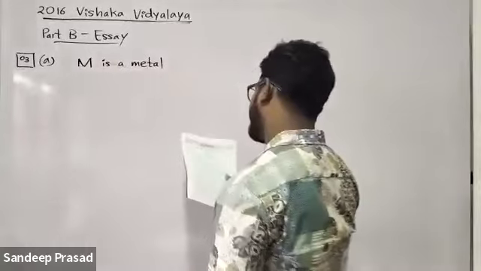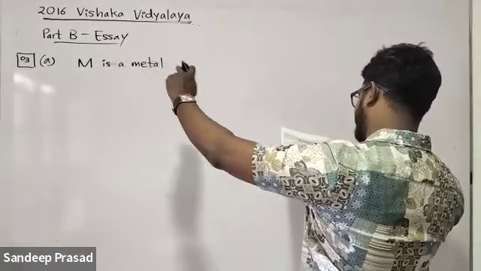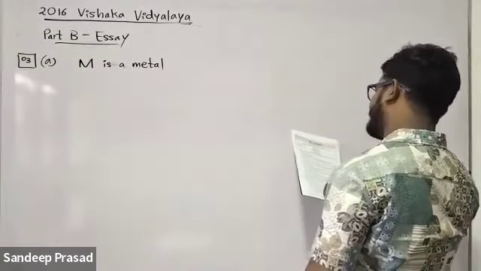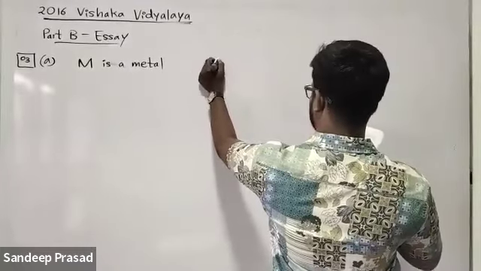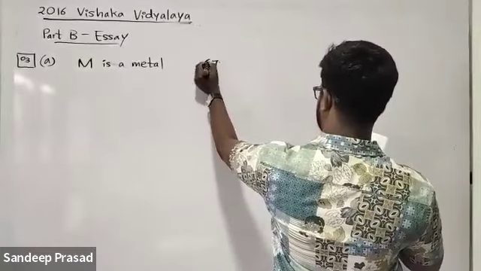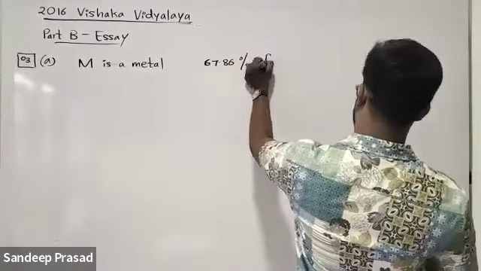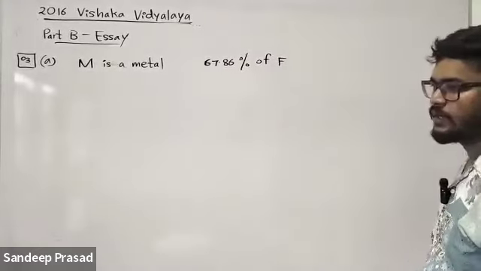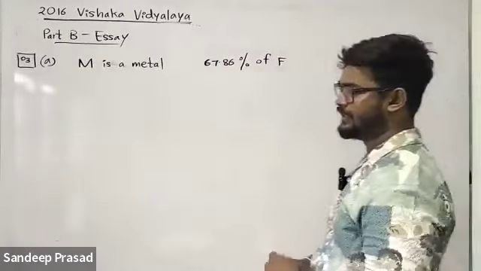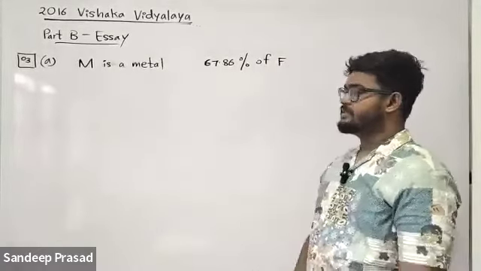And they have given that capital M is a metal element present in the 13th group of the periodic table. Fluoride of M contains 16%. You should correct that as 67.86%. Correct that one for fluoride. First of all, correct these two: capital M is a metal, and then 67.86% of fluorine.